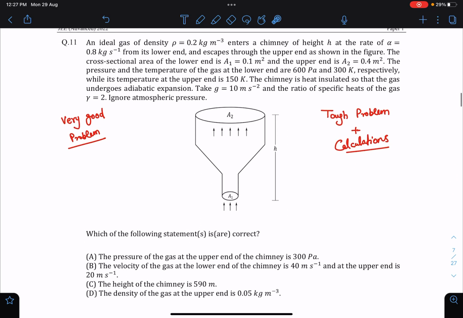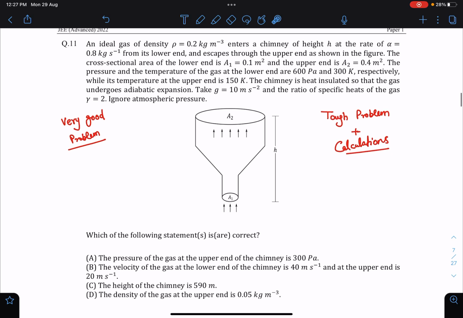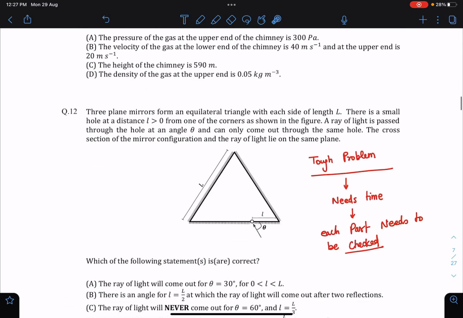Now this was a very good problem, and it was tough, as well as calculations are involved, and it is multi choice multi correct. So I don't think many people would have got the correct answer in this. Fully correct I'm talking about. Maybe partial correct will be there for this. So this will be a tough problem.